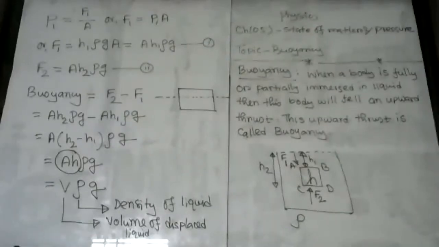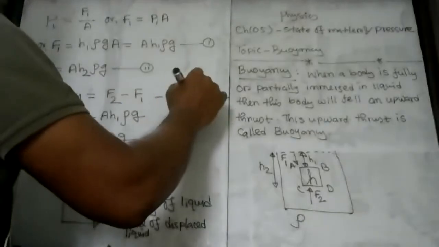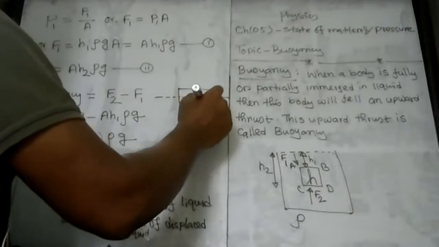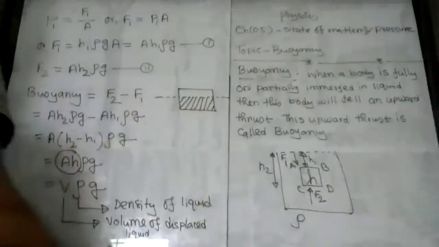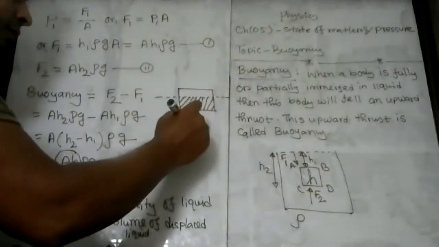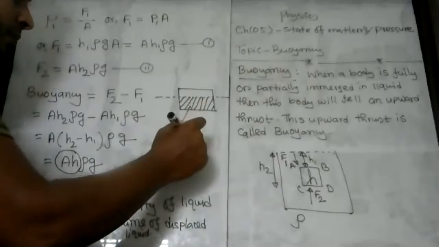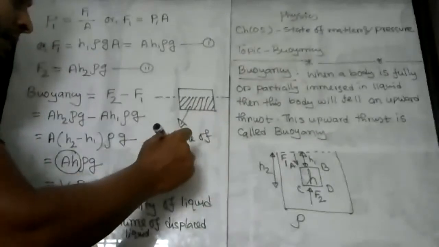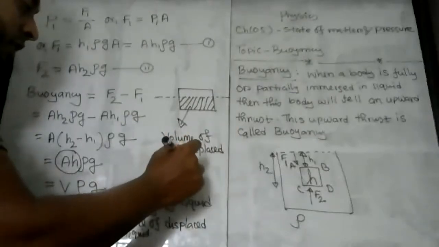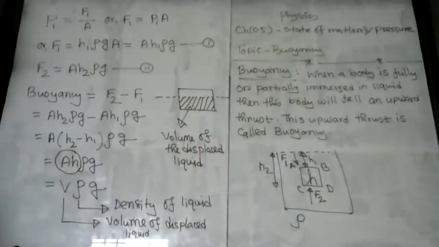Since some part of the body is inside the water and some part is above the water, this part is the volume that indicates the volume of the displaced liquid. My dear student, this is the volume of the displaced liquid.